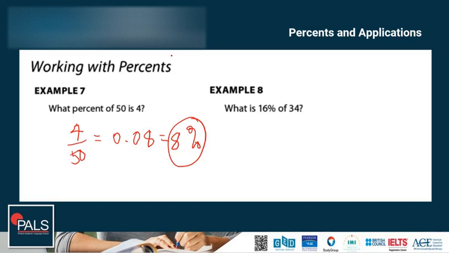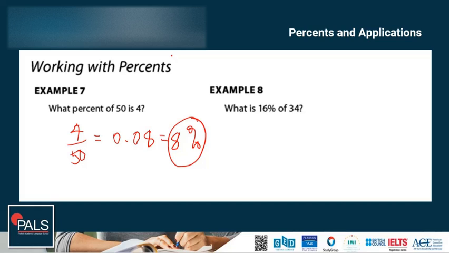Now let's have example 8. What is 16% of 34? Now, I want you to take note of the word "of" in the question. It implies multiplication. In fact, to find any percent of any number, always multiply by the decimal form of the percent.